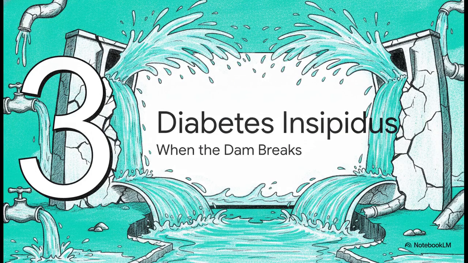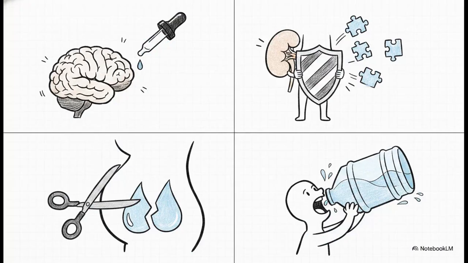All right, Section 3, Diabetes insipidus. So what actually happens when this complex water dam breaks or just wasn't built right in the first place? You end up with massive, uncontrolled water loss. This is a state of polyuria and polydipsia, excessive urination and excessive thirst. And there are 4 distinct ways the system can fail.